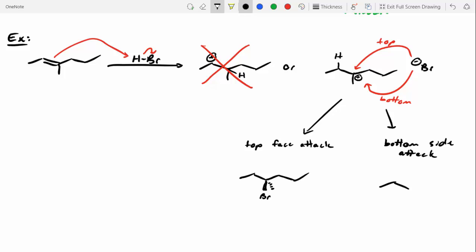And if we do this, our methyl group is going to be a wedge, and our bromine is going to be a dash. What's the relationship between these two? Are they the same? Are they different? If they're different, how are they different? We've got some debate. What do you guys think?